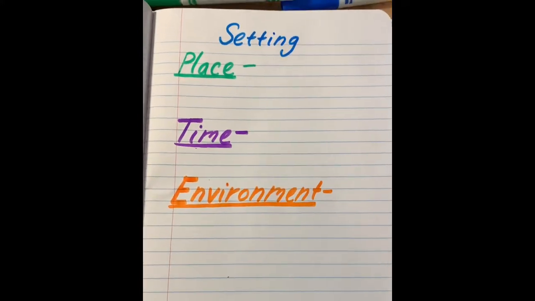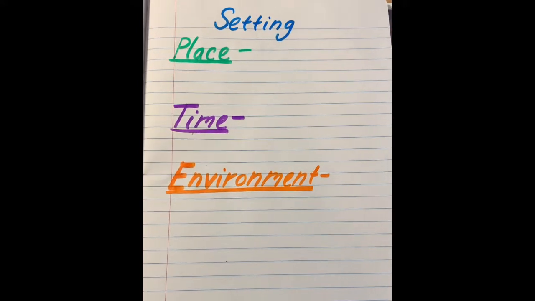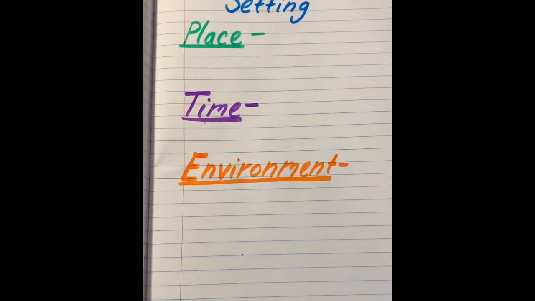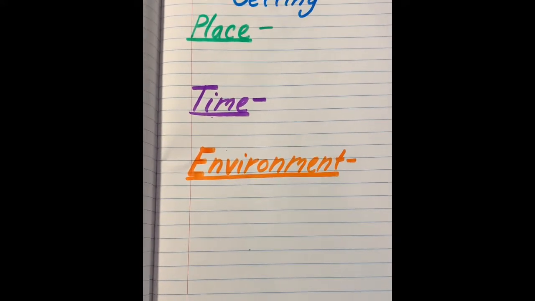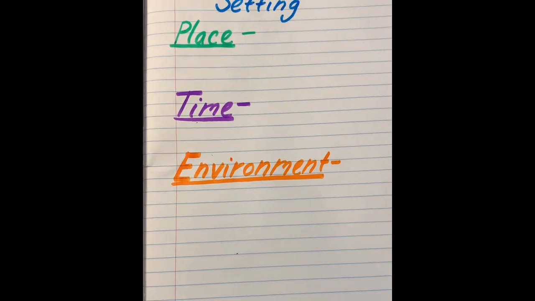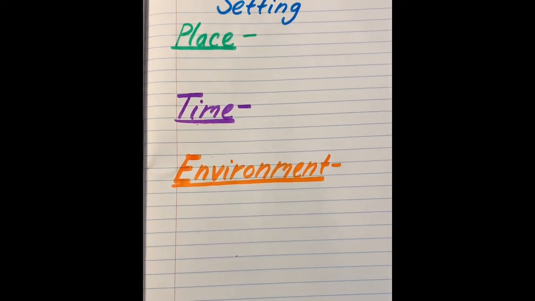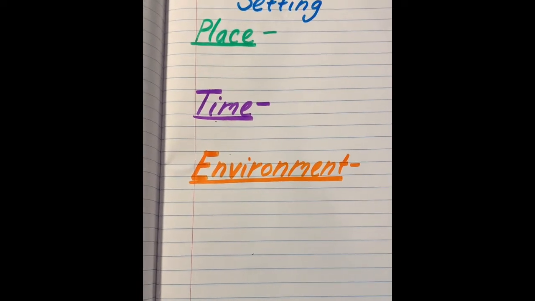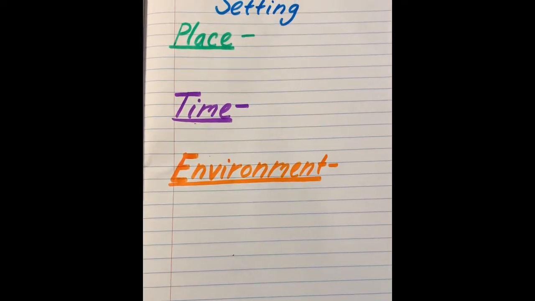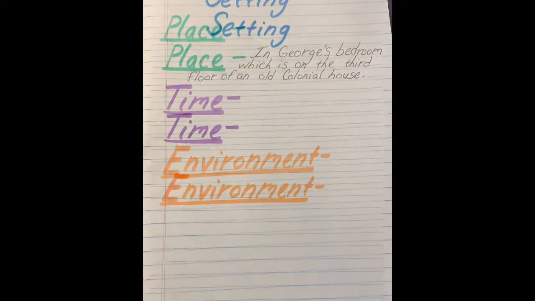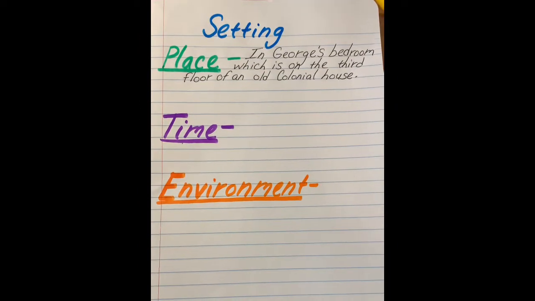What I'm thinking is that since we're writing a story very similar to I Need My Monster, the place is going to be, for me, in my child's bedroom. So it's going to be in George, a 7-year-old's bedroom on the third floor of an old colonial house. That last part I made up, but I just wanted to make it a little bit more exciting. So let me go ahead and write that down. So then I went ahead and wrote that.